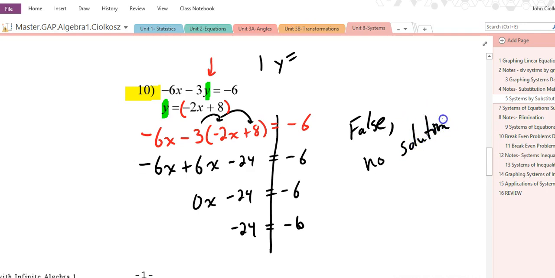Similar to what we did back in Unit 2, let's say I arrived at a true statement. So if I got something like 5 is equal to 5, well that's true. So that would be how we'd find infinite solutions.